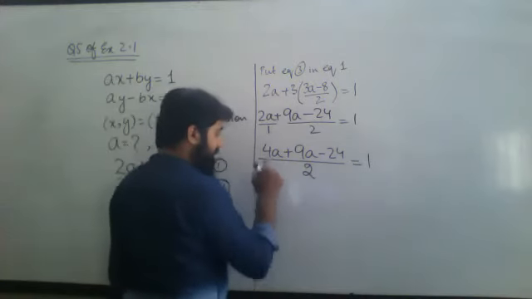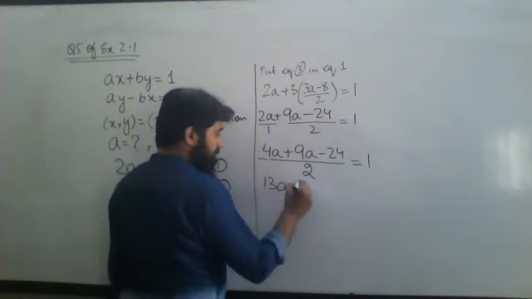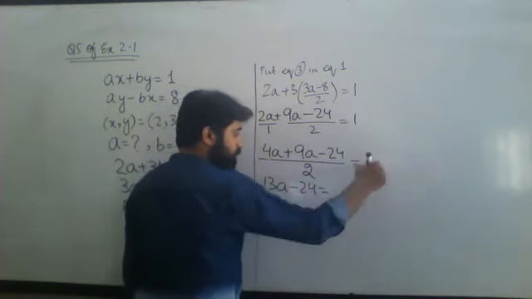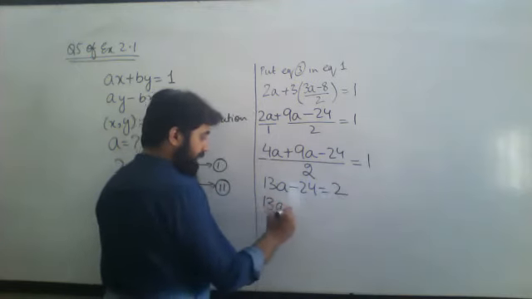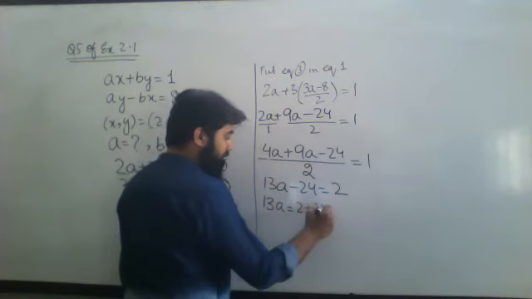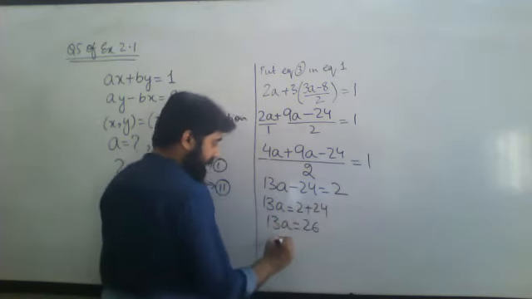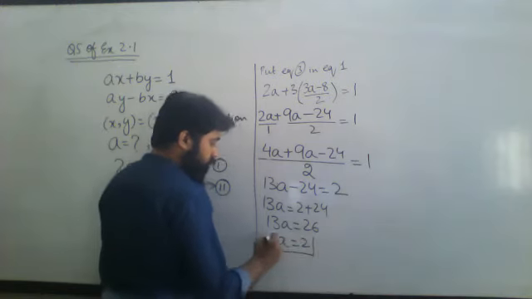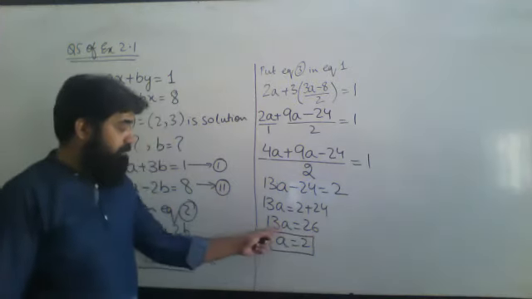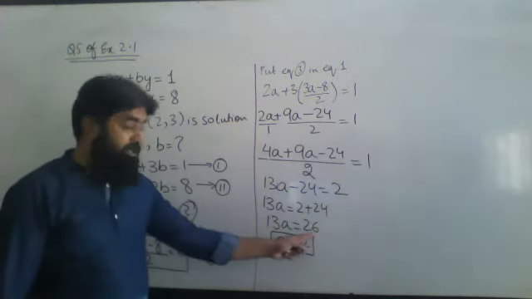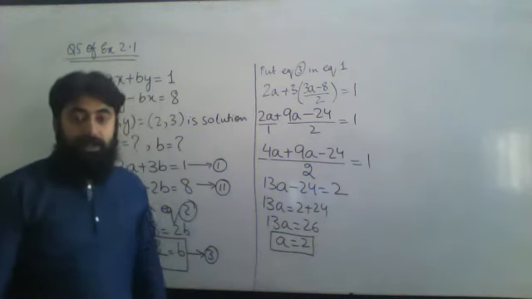Shifting this 2 over here, 4a plus 9a is 13a minus 24. This 2 is shifted over here, that will become plus 2. 13a equals to 2 plus 24. 13a equals to 26. A equals to 2. Because 13 is being multiplied by a, when I shift it to the other side, it will be divided. 26 divided by 13. A is coming 2.